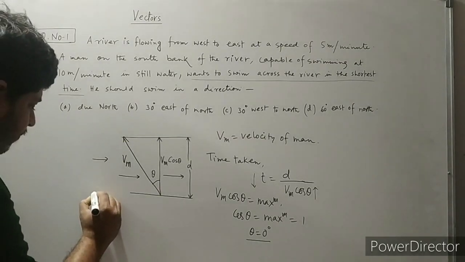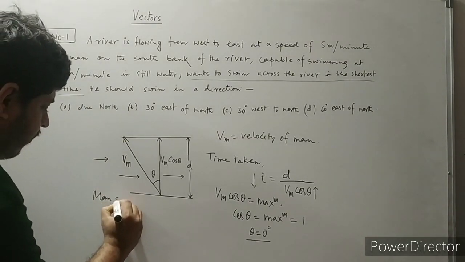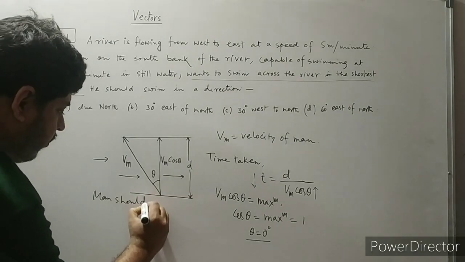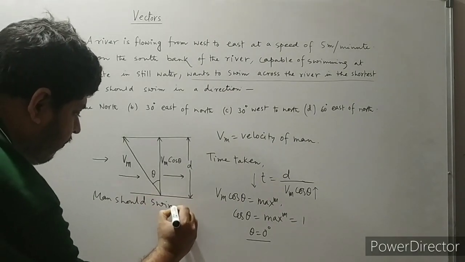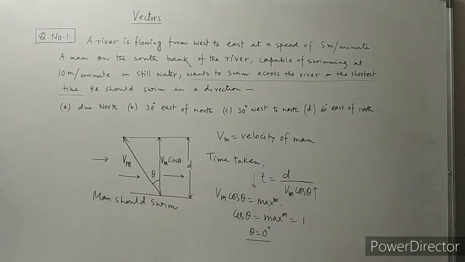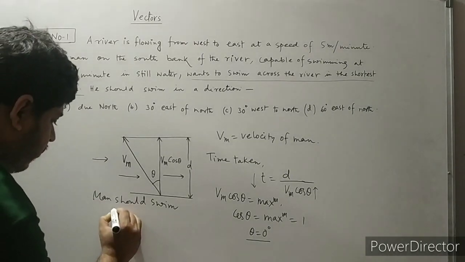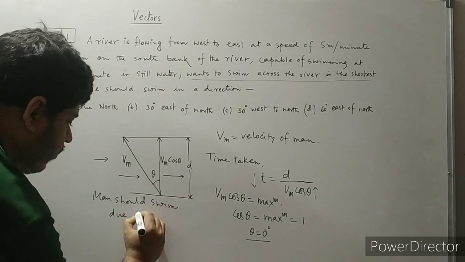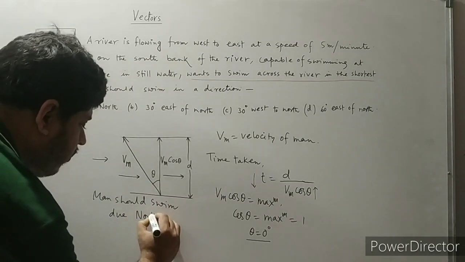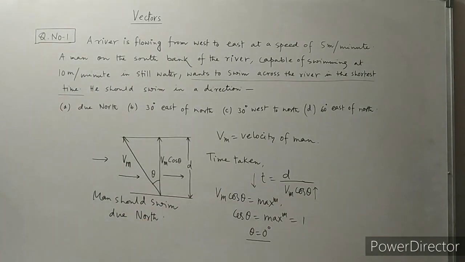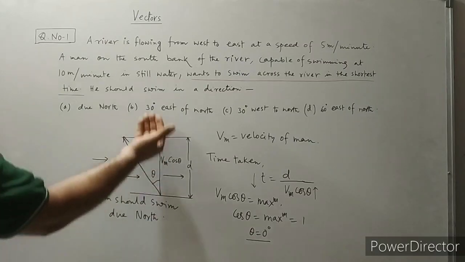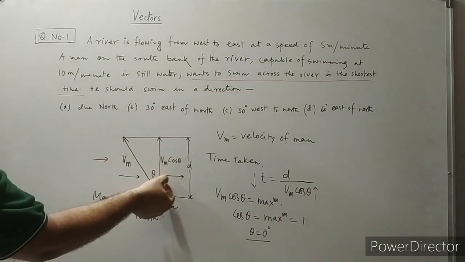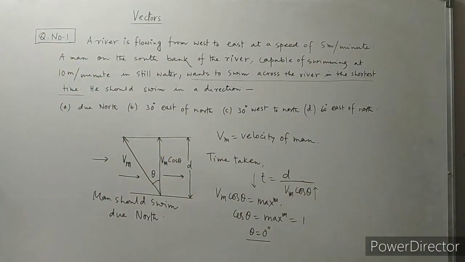So what will the direction be? Tell me the direction. The man should swim due north. So it will be that the man should swim due north. If a man swims due north, then the time will be minimum.